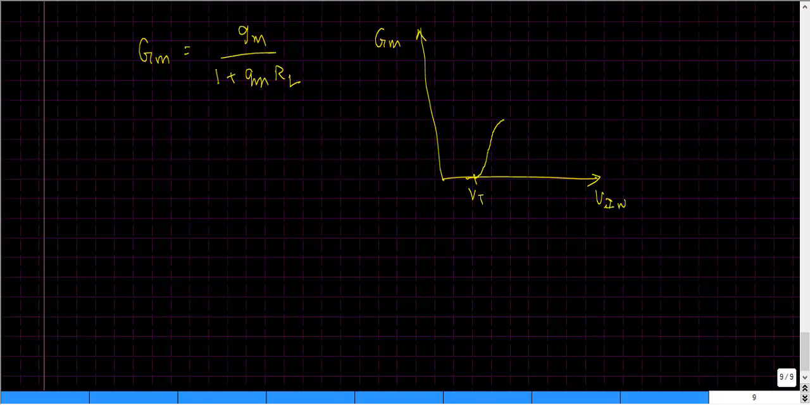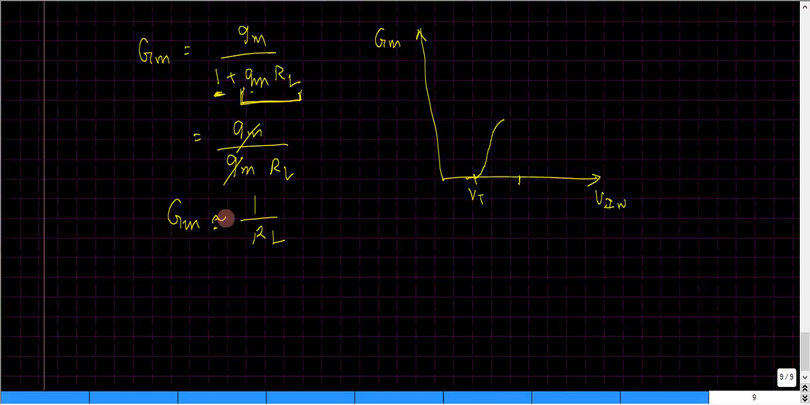Now, after a particular value of gm, this particular term would gain much more value compared to the value of 1. Which means that this will have a higher value than 1, and this term could be approximated to be just something like this. This approximation is valid only when Vin has crossed some part of our VGS value. Under that condition, the value of gm is so large that the product of gm into RL becomes much larger than 1. Under that condition, the GM could be approximated to be equal to 1 upon RL. So this is an approximate value.